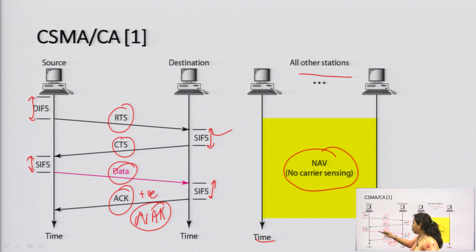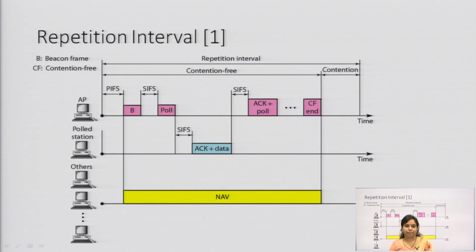Why did this happen? Because of the DIFS and the SIFS time. A timer has to be set up between the RTS and the CTS command. If we are not waiting for a specific point of time, then definitely a collision will take place. So, that is the advantage of using this DIFS and SIFS time.